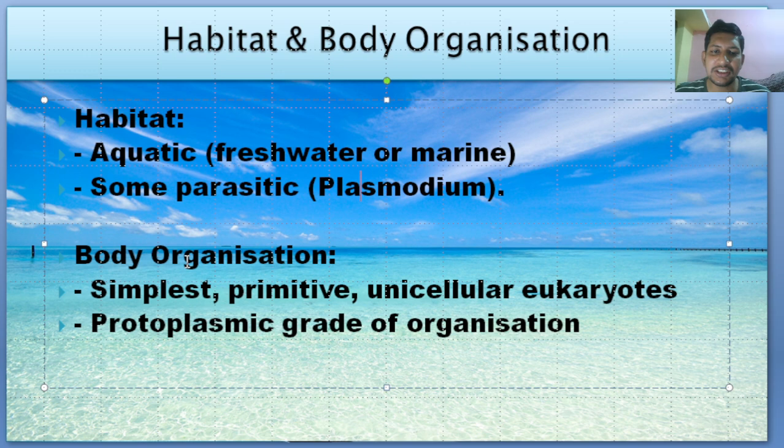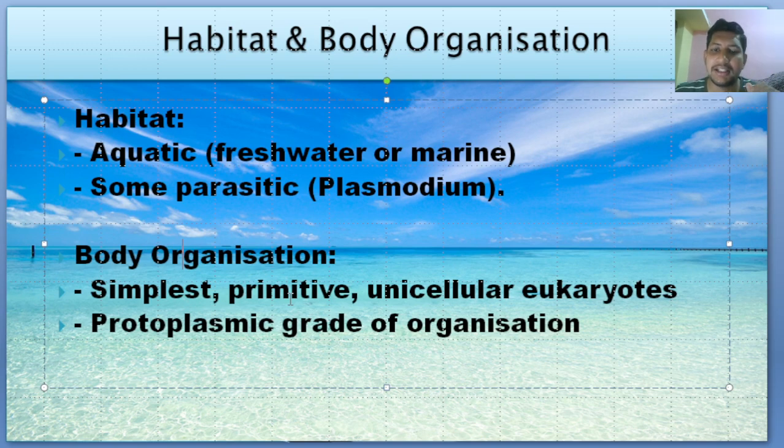Then the next important general character is body organization. So here you can see that these protozoans are simplest, primitive, they are unicellular eukaryotic organisms. So as the word indicates, protozoa, proto means first, okay, and zoa means animals. Sometimes it is also referred to as primitive. Primitive means they are not well developed. Unicellular means they are made up of a single cell, okay, and eukaryote, they have a well developed nucleus.